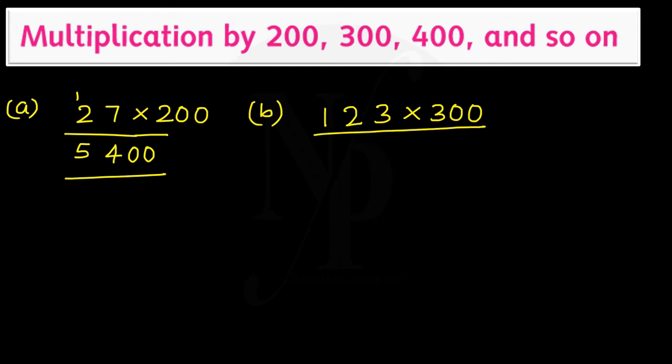Let's do it now. 3 3s are 9, 3 2s are 6, 3 1s are 3, and we write these 2 zeros to the right of this answer. So now we obtain 36,900, which is the product of 123 and 300.